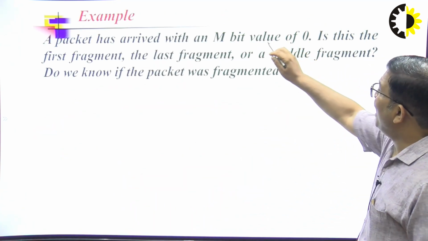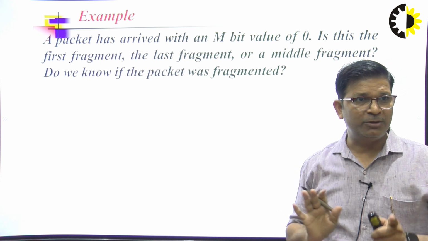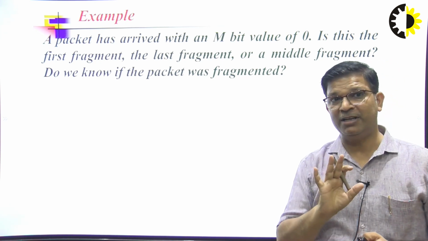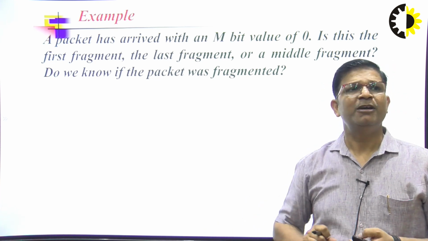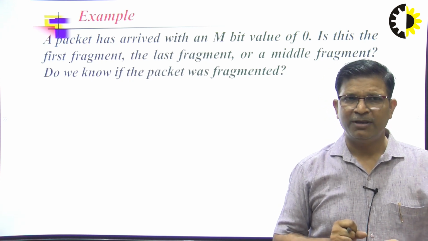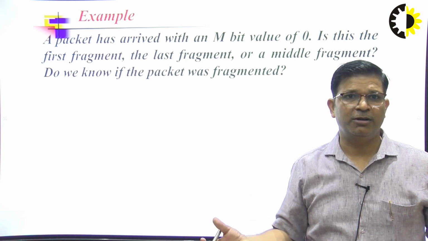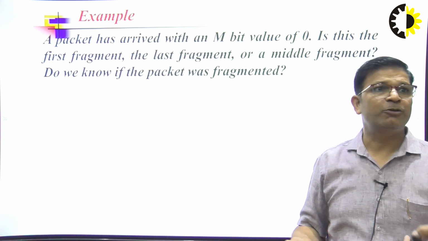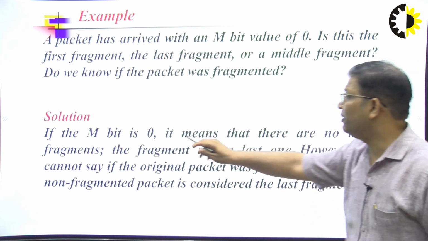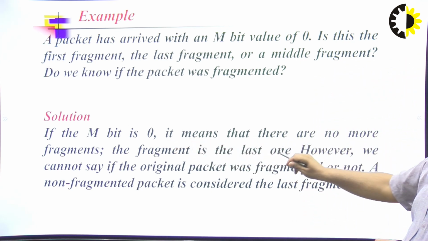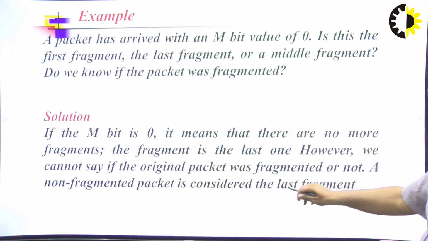If the M bit, the last bit, is 0, it means there is no further fragment. So this can be the last fragment, but it can be the first fragment also, because we do not know whether the packet was fragmented or not. Maybe the packet is not fragmented. So this can be the first fragment or the last fragment, but it is not a middle fragment. If it is 0, there is no more fragment. However, we cannot say whether the original packet was fragmented or not. A non-fragmented packet is considered the last fragment.